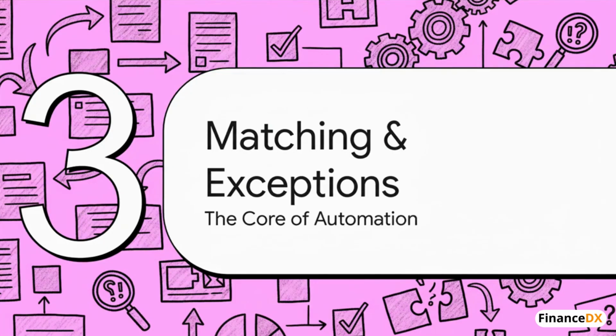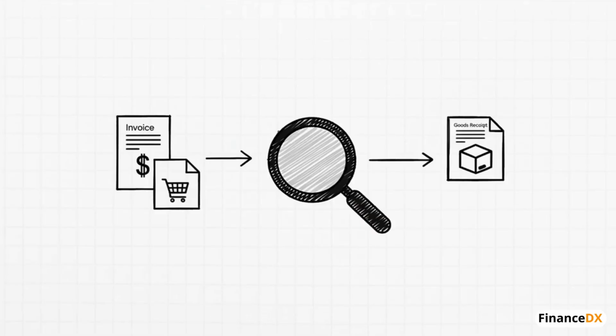All right, so the data is captured flawlessly. Now the system gets to do the real heavy lifting. This is the core automation engine, matching and handling exceptions. And this is where the system basically plays detective. It performs what we call a three-way match. So it's comparing the invoice data against the original purchase order and also the goods receipt, the thing that confirms what was actually delivered. It's just checking to make absolutely sure you're paying for exactly what you ordered and exactly what you received.